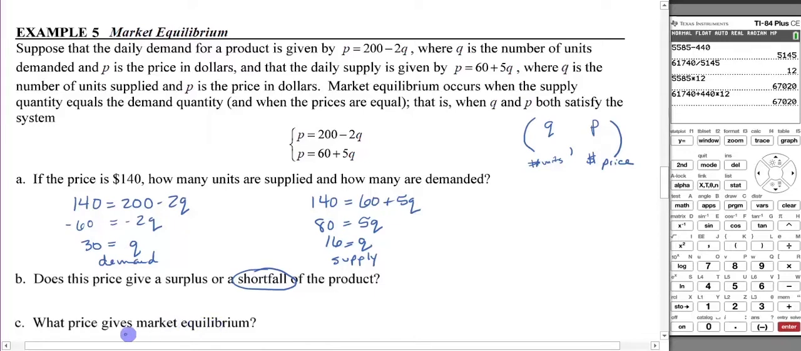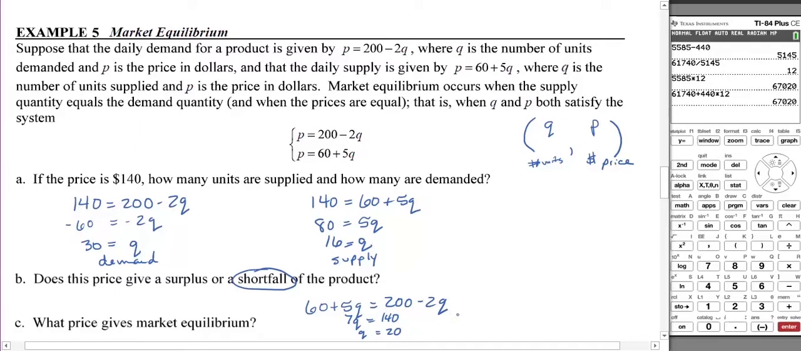If you want to know what price gives market equilibrium, that's when the supply equals the demand. So you can set those equal to each other. So when we solve this, we get 7Q equals 140. So Q is going to be 20. So our quantity is 20.